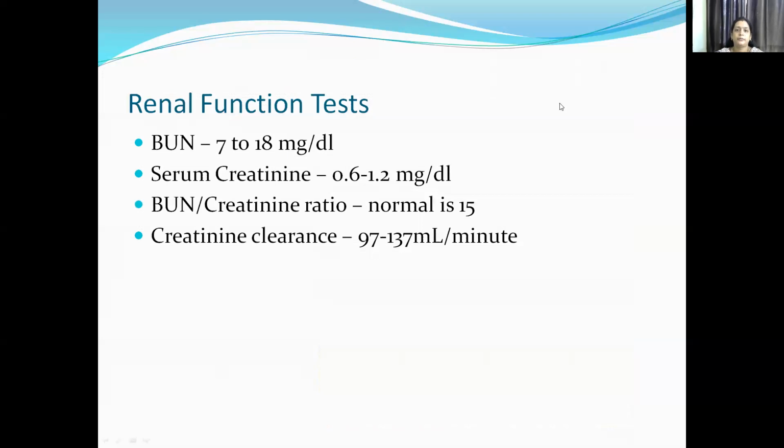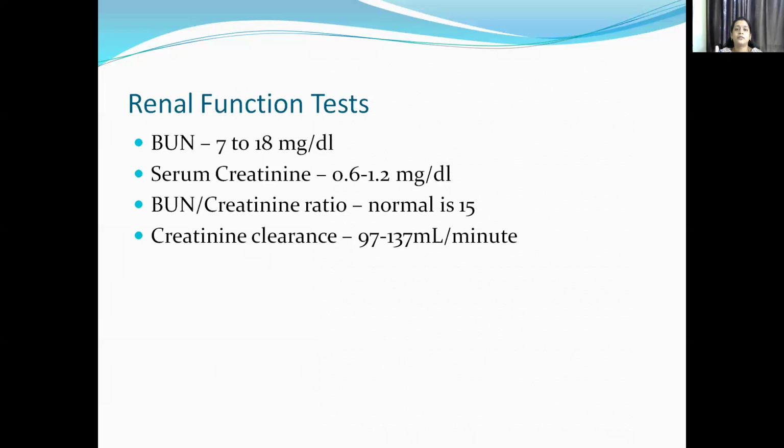So after knowing about that, if we have to call for some renal function tests, blood urea nitrogen, I told you, the normal level is 7 to 18 milligrams per deciliter. Whenever there is an alteration in the blood urea nitrogen, that can be associated with a pre-renal cause, a renal cause, and a post-renal cause.